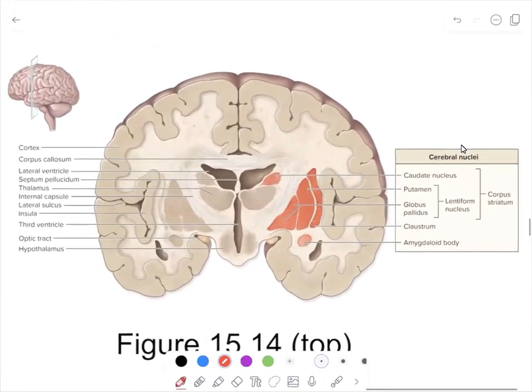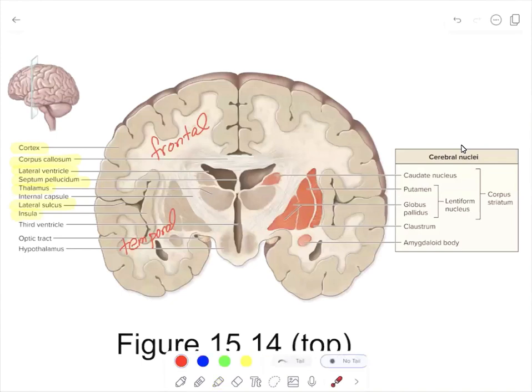more on this coronal section, we can see the outer cortex, which is the gray matter, the corpus callosum, which is that commissural tract which connects the right and the left hemisphere, the lateral ventricle, and the septum pellucidum, which is the membrane that separates the two lateral ventricles, the thalamus, part of the diencephalon, the lateral sulcus, which is separating the frontal lobe from the temporal lobe. So the temporal lobe would be inferior to the lateral sulcus. The insula, that's that deep lobe, which we cannot see unless the other lobes are retracted.